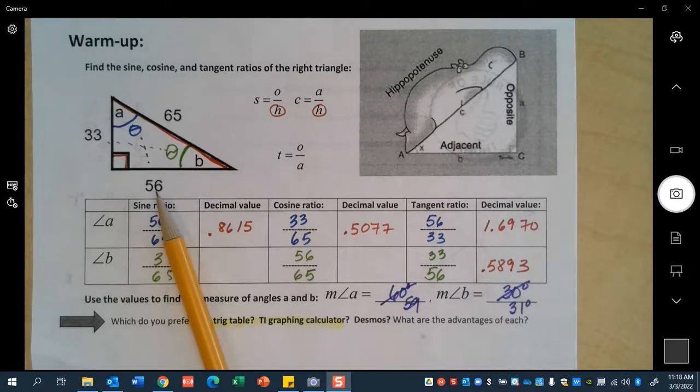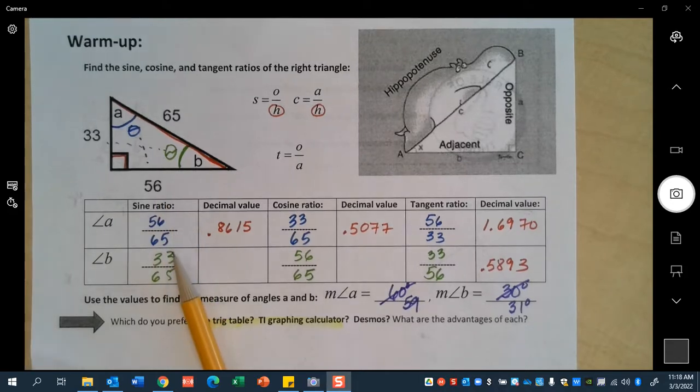So when I ask you to write the value of your ratios, if you're talking about angle A, this is my opposite compared to my hypotenuse. Here it is as a fraction. Here it is as a unit ratio. Think back to when we talked about the yogurt. So the unit ratio is when we divide it out.